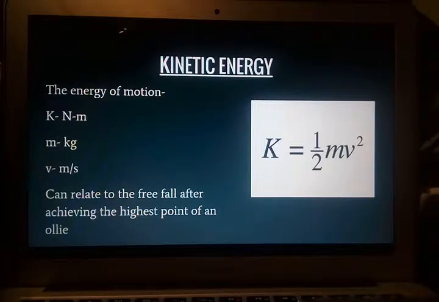The kinetic energy is the energy of motion. So we have the equation: the kinetic energy is 1/2 mass in kilograms, velocity in meters per second, and that is squared. So for the units of both potential and kinetic energy, we have joules, which is a newton times a meter. And the kinetic energy can relate to the free fall after achieving the highest point of an ollie.